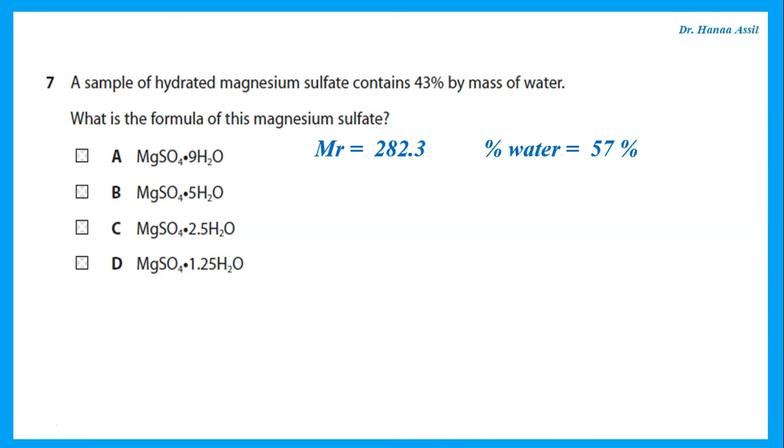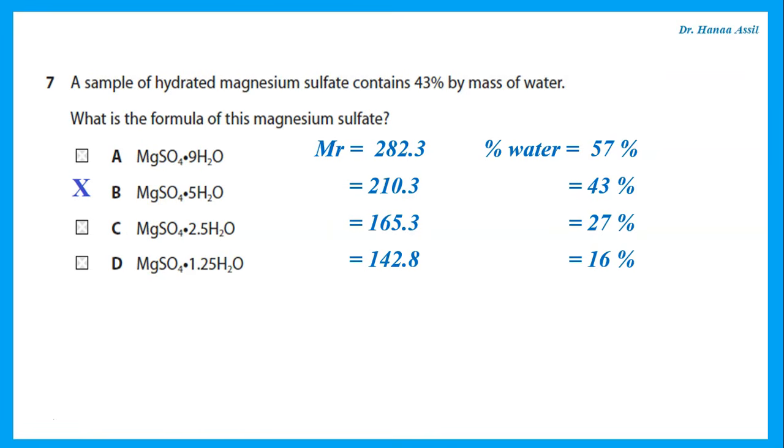If we calculate that, the percent water for that is 57%. We're looking for the one that is 43%. So we do that for each of them, and we find that it is the second choice that has a percent water of 43%. The others are not 43.